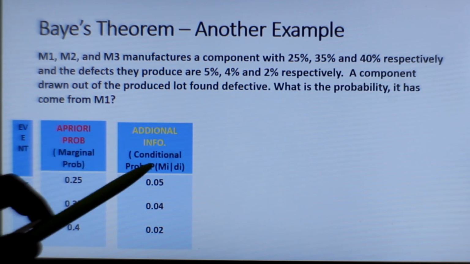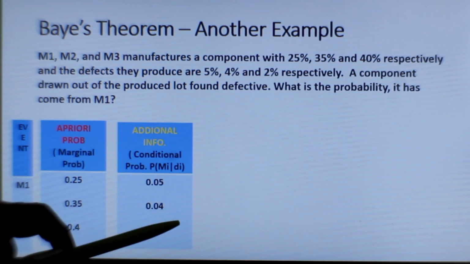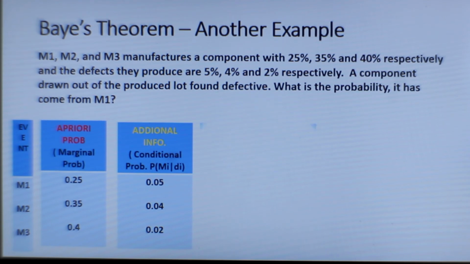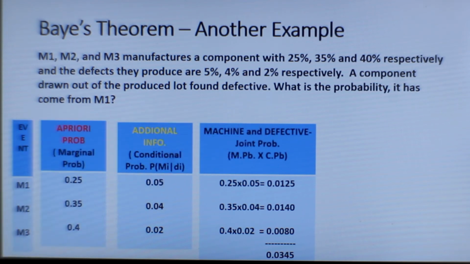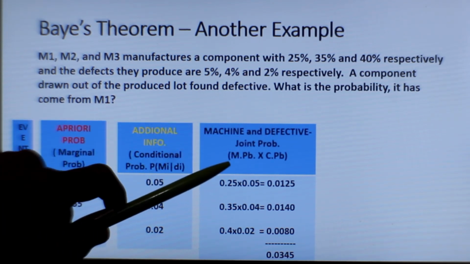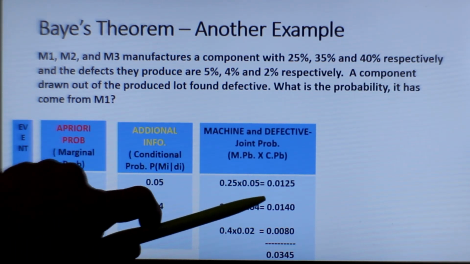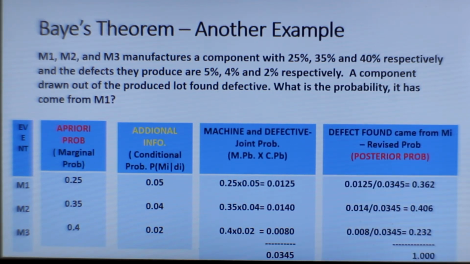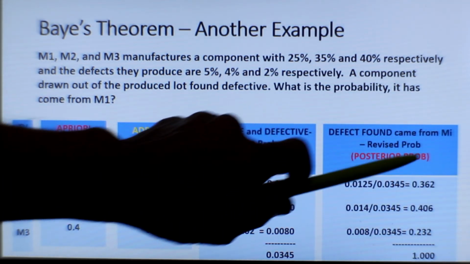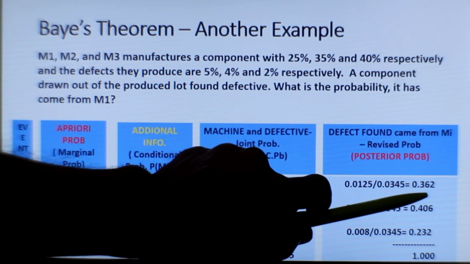That is, a defect given that a defect is there from machine 1, given that the defect is there from machine 2, given that the defect is there from machine 3. Now the joint probability is the machine and the defect both put together. This is the marginal probability multiplied by the conditional probability, 0.25 multiplied by 0.05, and that is what this is. Now, having got this, let us understand the revised or posterior probability, which is that the defect found came out of machine 1, given by 0.0125 divided by this 0.362.